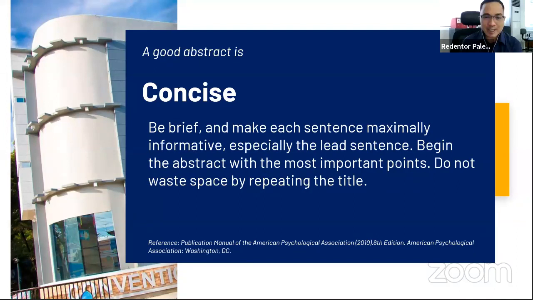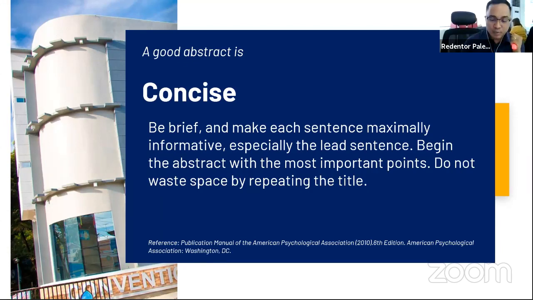Begin the abstract with the most important points. Later on, I will discuss it in my presentation on the movements and how we are going to write the abstract. Although in the movements, some parts may be missing because, as I told you, it depends on the paper that you are writing. Do not waste space by repeating the title. In the reference that I used in this presentation, the first part of the movement of the abstract uses the title, but it's optional. Others will not repeat the title at the beginning of their abstract. They start with the rationale initially.